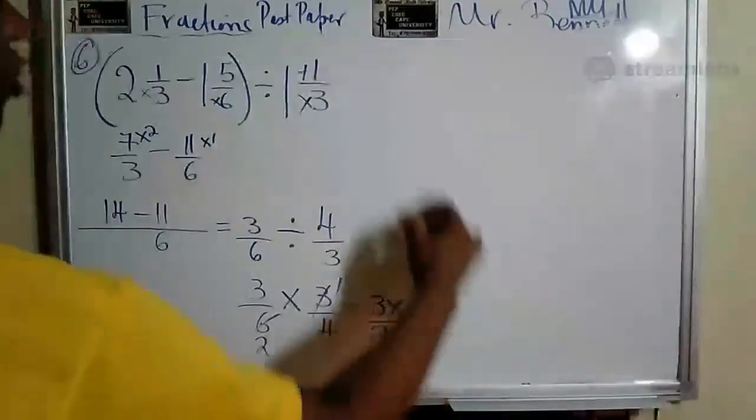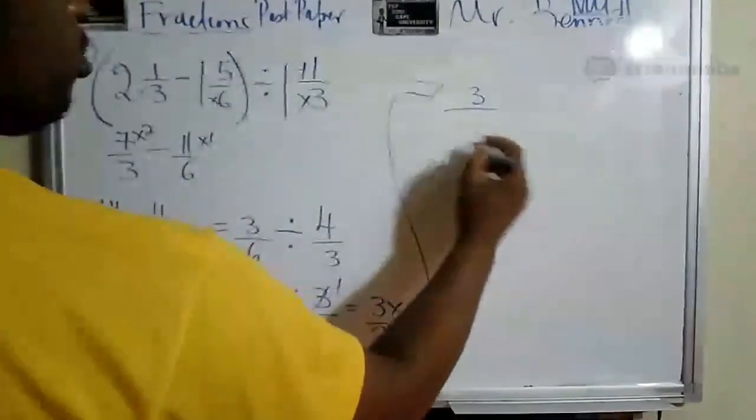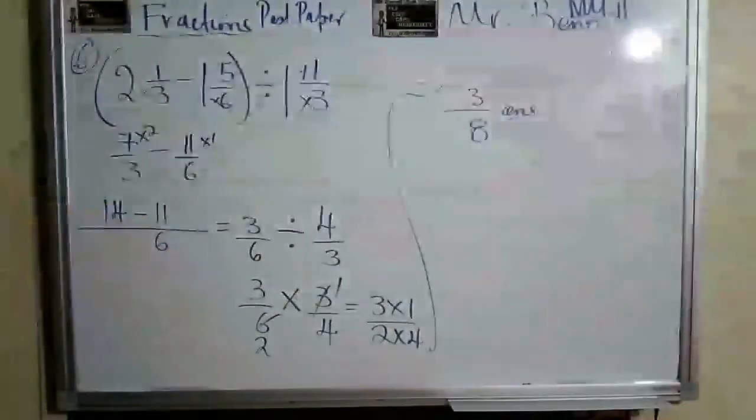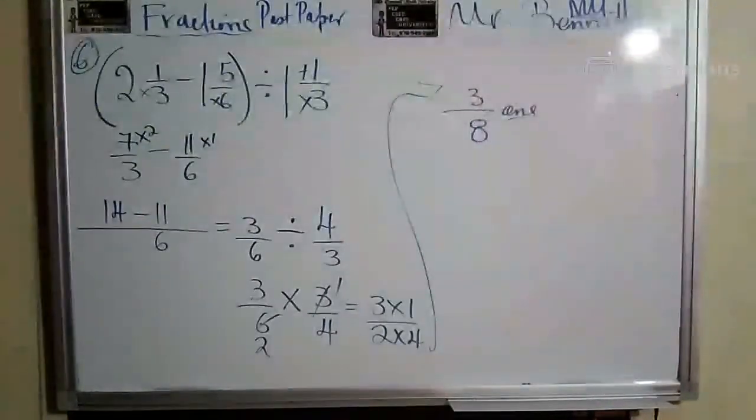So very good, Sandra. It is indeed 3 times 1, 3, and 2 times 4, 8. Very good. And you actually did it in the time frame given. Reina, big up yourself, Reina. 3 over 8 also. Very good.